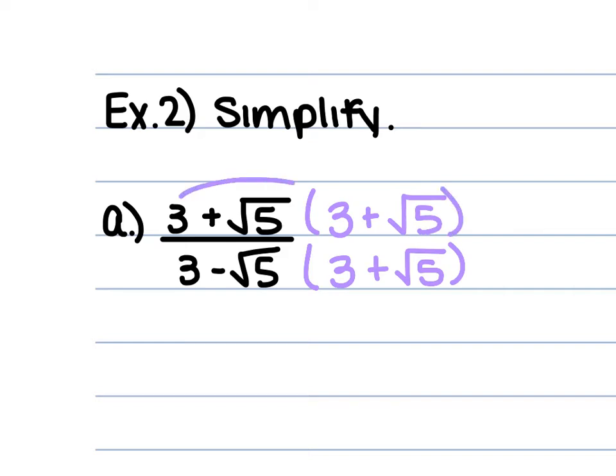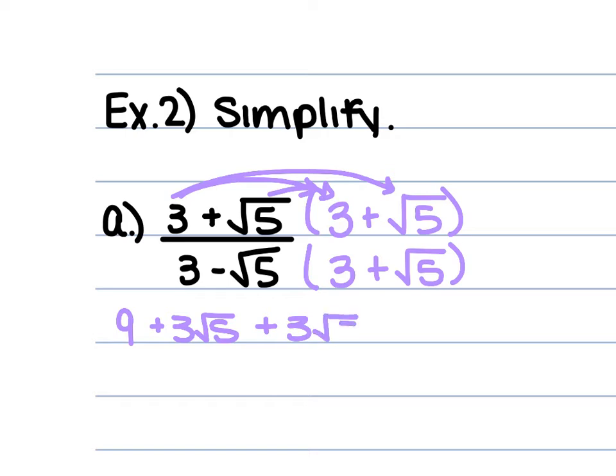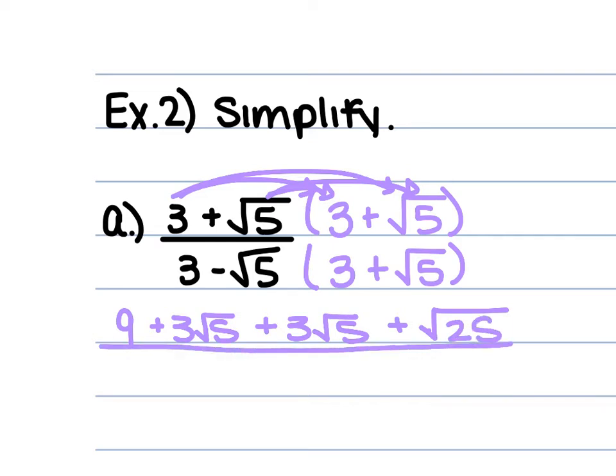So once again, 3 times 3, looking at your top, is 9. 3 times square root of 5 is 3 square root of 5. The square root of 5 times 3 is 3 square root of 5. And square root of 5 times the square root of 5 is going to be the square root of 25. This is going to all be over the 3 times 3, which is 9.